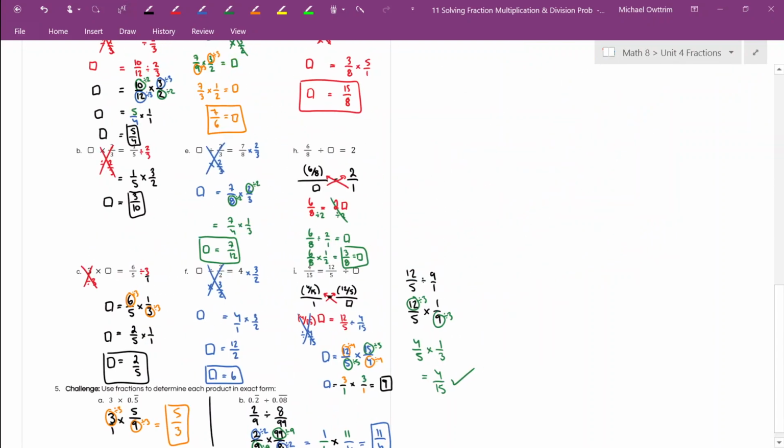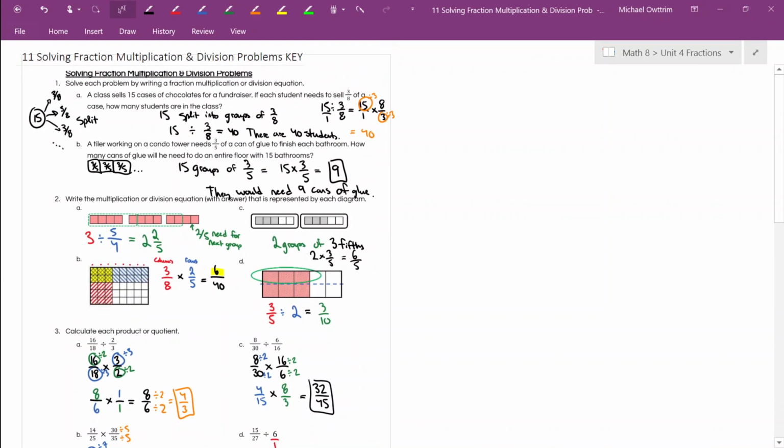So I hope that has helped you with being able to solve problems using fraction multiplication and division.